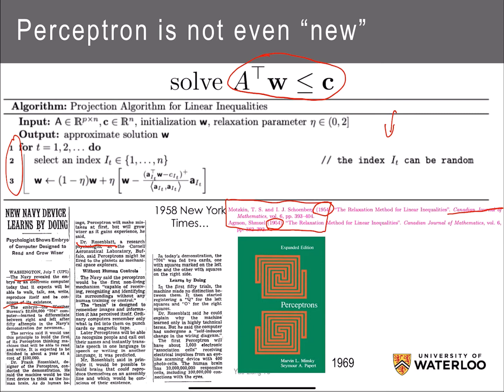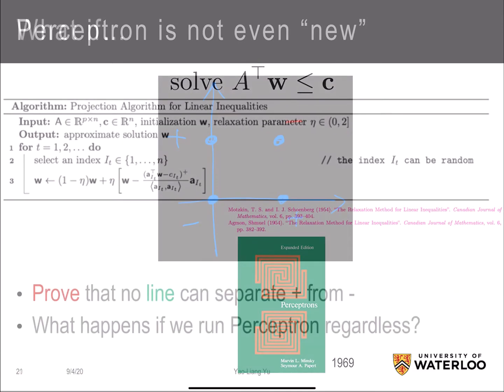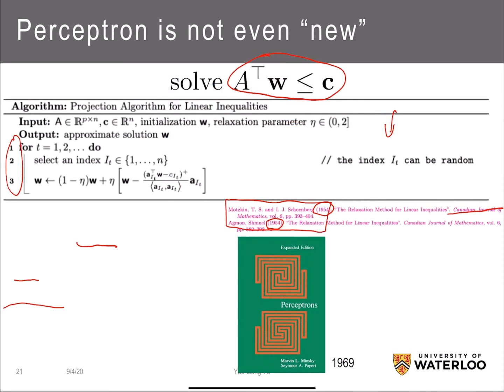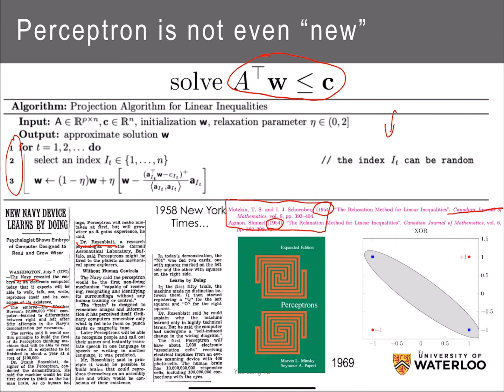There's a book written by Minsky and Papert on perceptrons. In this book, they actually showed the XOR problem. We also give the example here. This is basically the XOR problem. It's going to show that the perceptron cannot solve the XOR problem. And this almost killed the entire AI field.